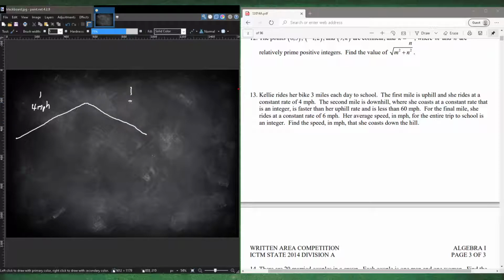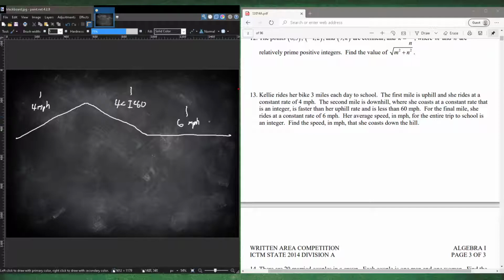So it's an integer, so let's use I so we don't forget. And it's faster than the uphill rate, so I is bigger than 4. And it's less than 60. For the final mile, she rides at a constant rate of 6 miles per hour. So for 1 mile, 6 miles per hour, mph.